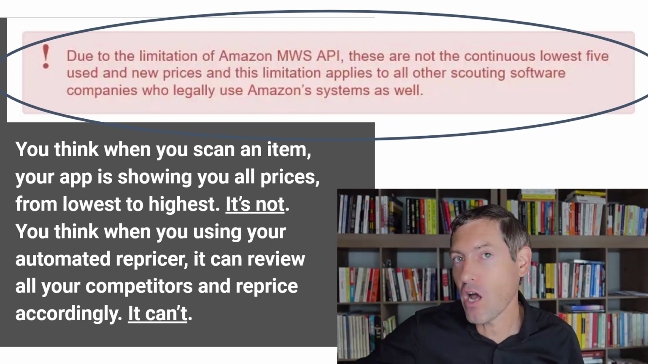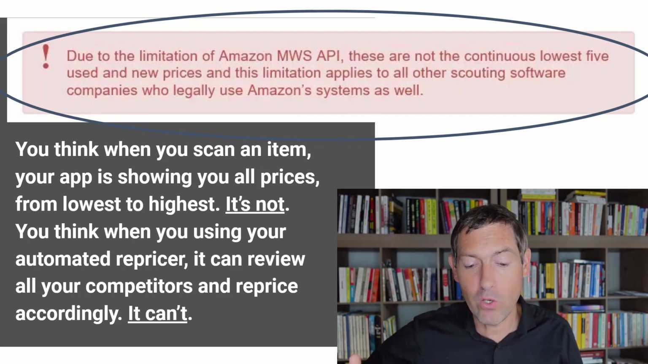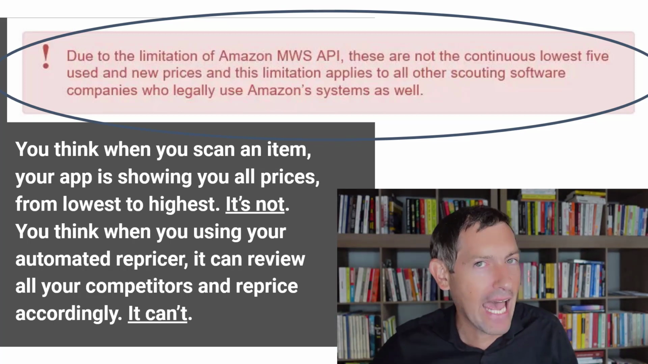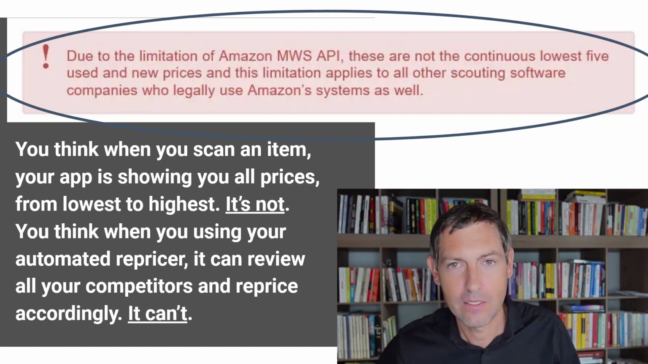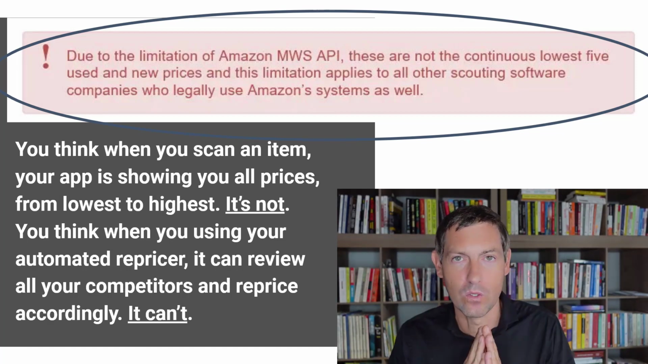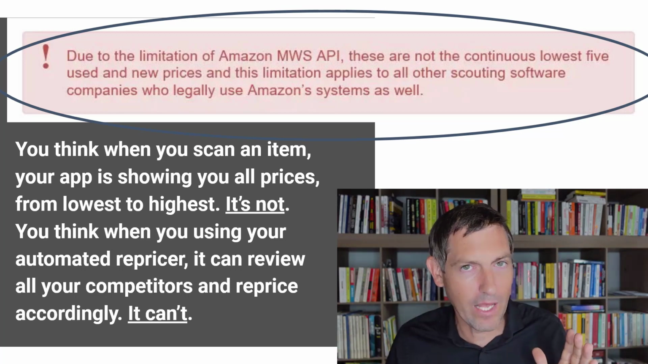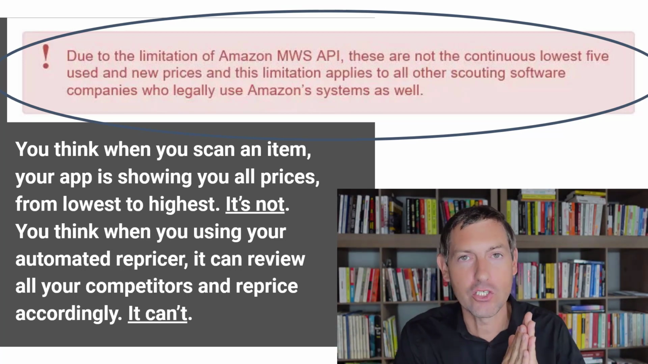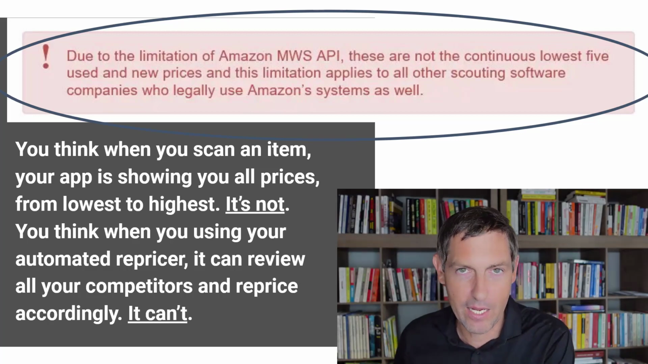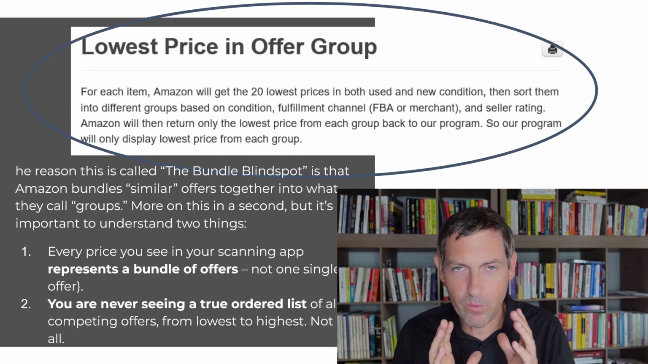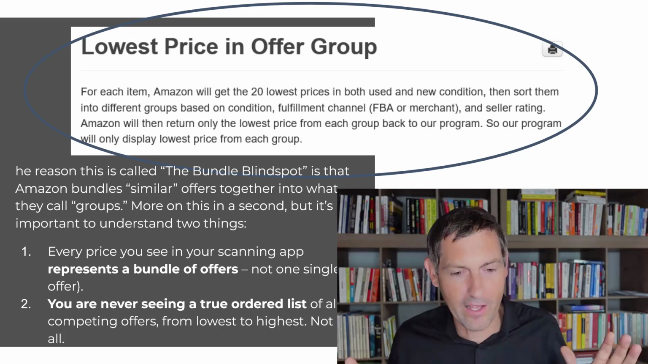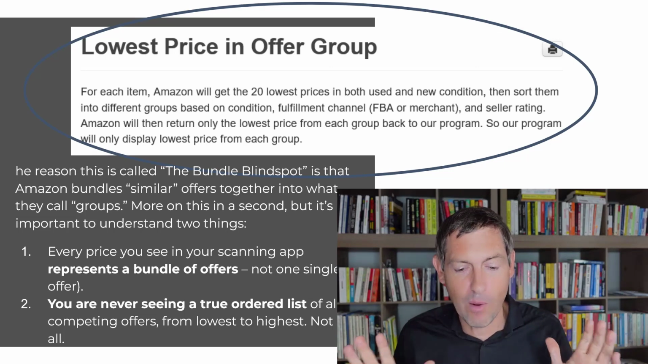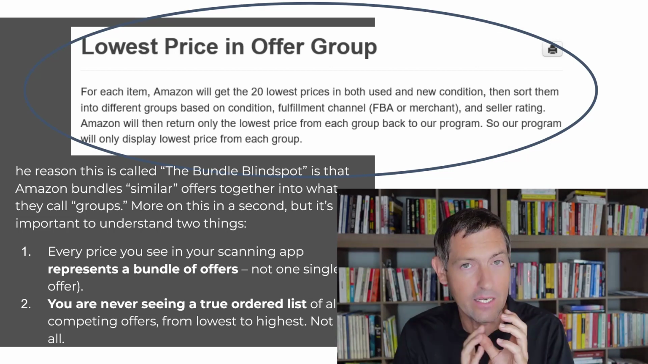You think when you use an automated repricing tool, you think it can review all your competitors and reprice your inventory accordingly. It cannot do that. It's telling you it's doing that, and it cannot do that. They're simply being dishonest. All of these tools are API dependent, and I'll get to what that means in a second. And so all of them are subject to what data Amazon chooses to share through its API. So again, sorry to overstate this. I just want to make sure everyone's clear before we go forward. I don't want anyone to get left behind here. What this bundle blind spot means is that every price you see in your scanning app represents a bundle of offers, okay, not one.